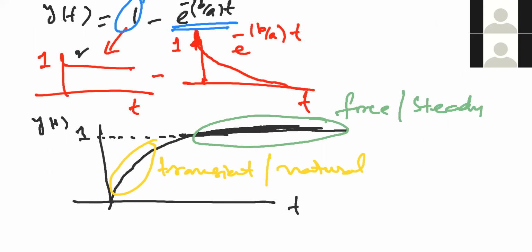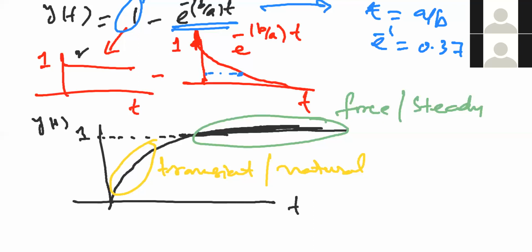When t is equal to a by b, you can say that is the time constant. So when t is equal to a by b, what will you get? You will get e raised to power minus 1, which is equal to 0.37 times. So the natural response will decay to 37% of the initial value, 37% of the maximum value.